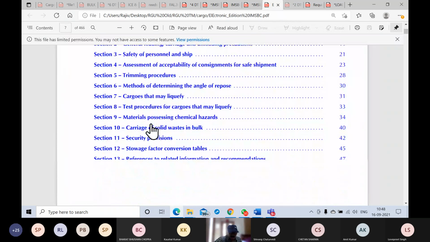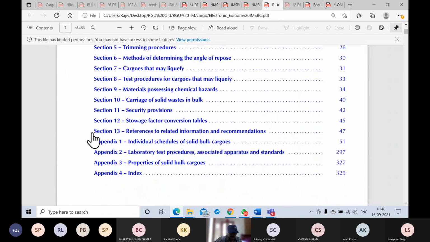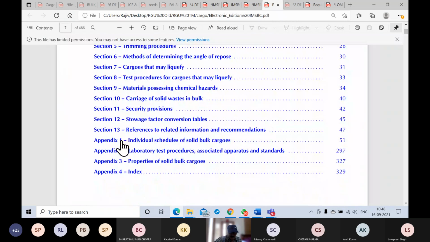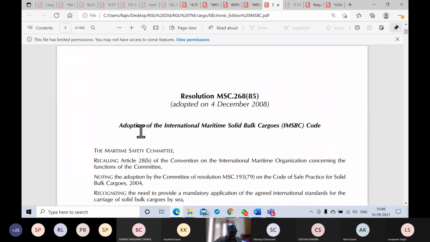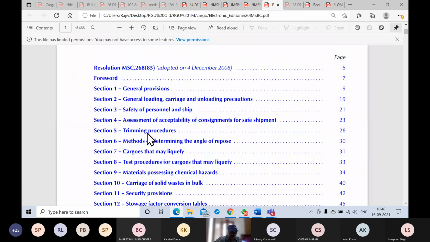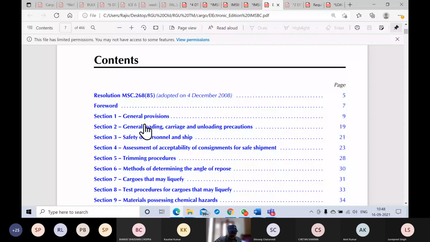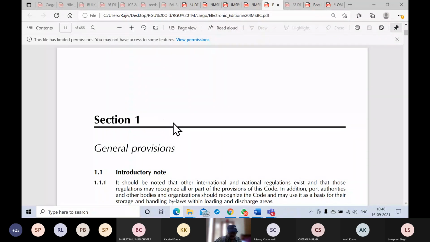So as we had discussed yesterday, 13 sections and 4 appendices comprise the IMSBC code. Let's have a look at some important ones, which I think are important. Firstly, general provisions. Section 1, general provisions. This is how it goes.